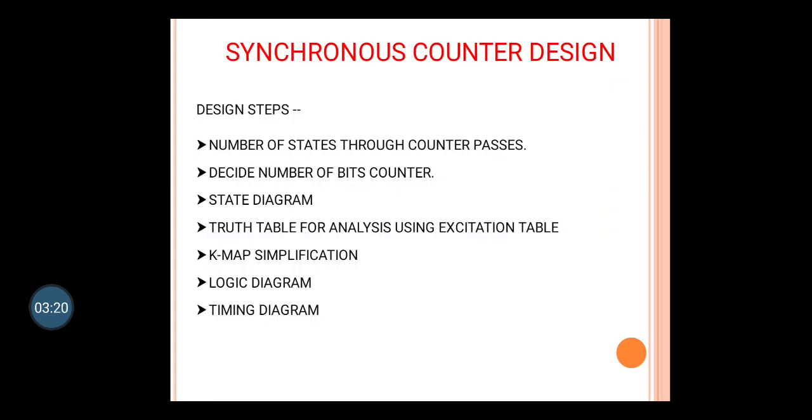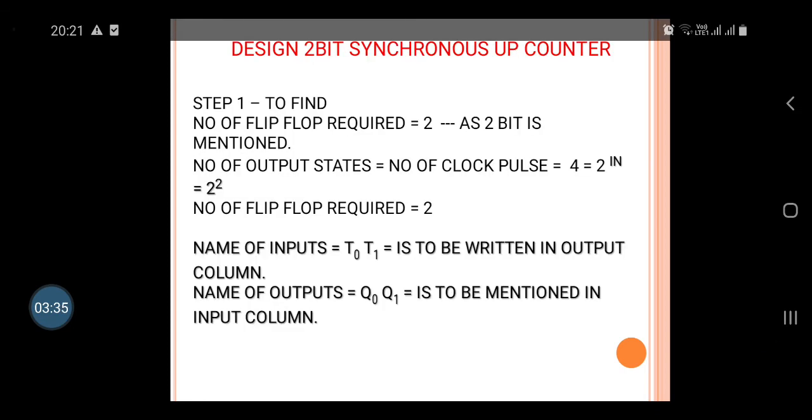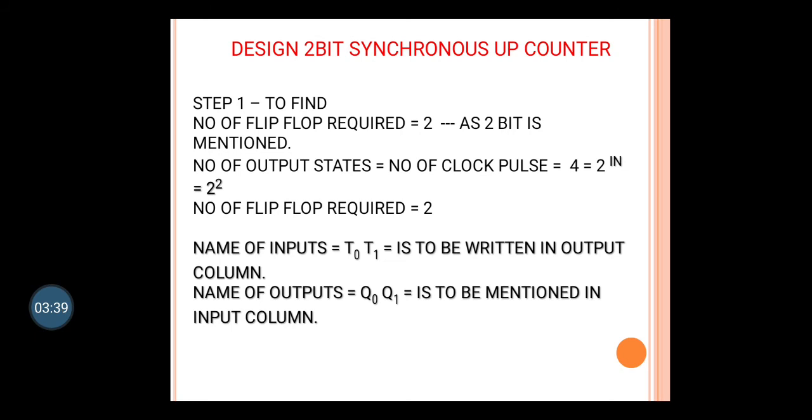So we'll start with the counter design. Designing steps are given here. Number of states through which the counter passes, so that means the number of clock pulses. Decide the number of bits. Then state diagram, truth table, K-map simplification, logic diagram, and timing diagram. First we will start with the design of a 2-bit synchronous up counter.